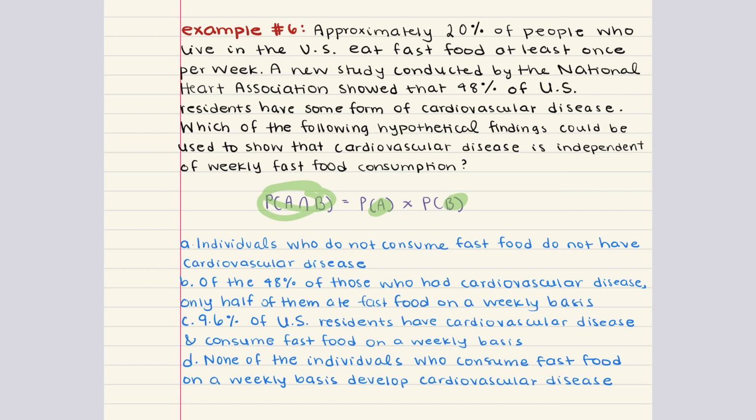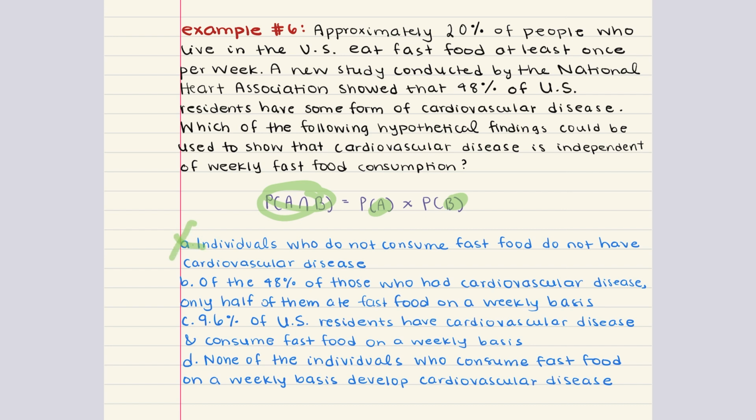A says individuals who do not consume fast food do not have cardiovascular disease. So this suggests that avoiding fast food guarantees freedom from cardiovascular disease. And that suggests a strong dependency between the 2 variables. But independence means that the likelihood of cardiovascular disease should not depend on whether someone eats fast food. Since this statement implies a direct relationship between the 2 variables, it contradicts independence and is therefore not correct.